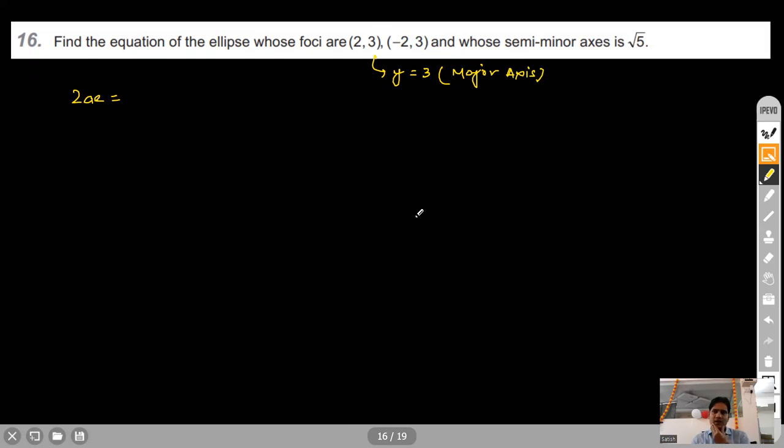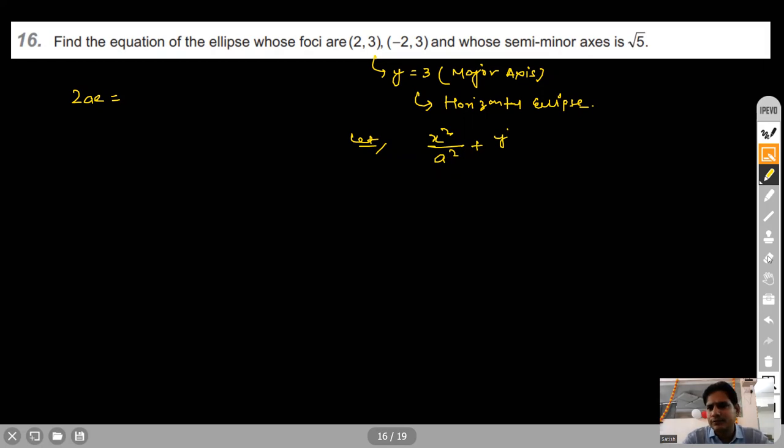Since the y coordinate is not changing for both the foci, it will be a horizontal ellipse. So we can assume the equation of the ellipse as x square upon a square plus y square upon b square. Now, whether the center is the origin or not, that we have to see.